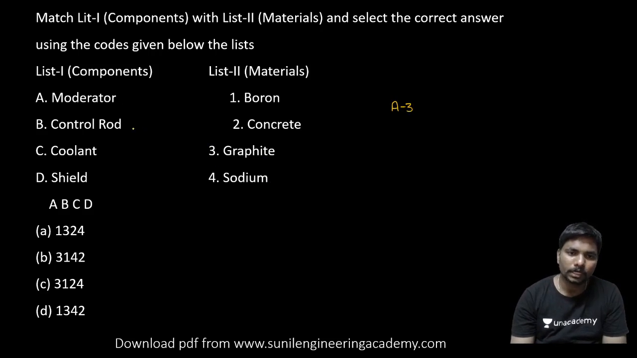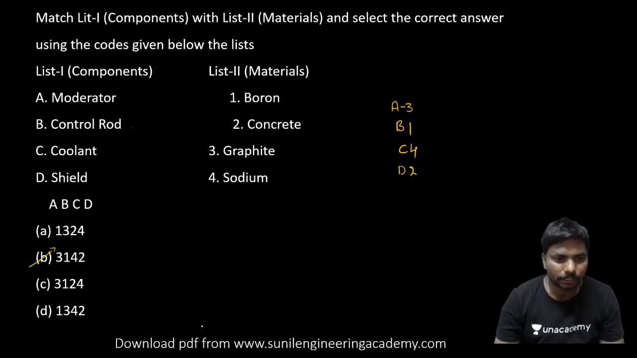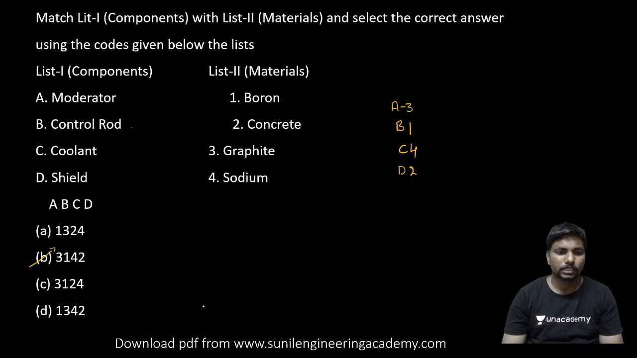Control rods, boron or cadmium, so B1. Okay, coolants, sodium coolant, C4. Shield, concrete shield, so D2. So A3, B1, C4, D2. That is 3142, so the answer is option B.